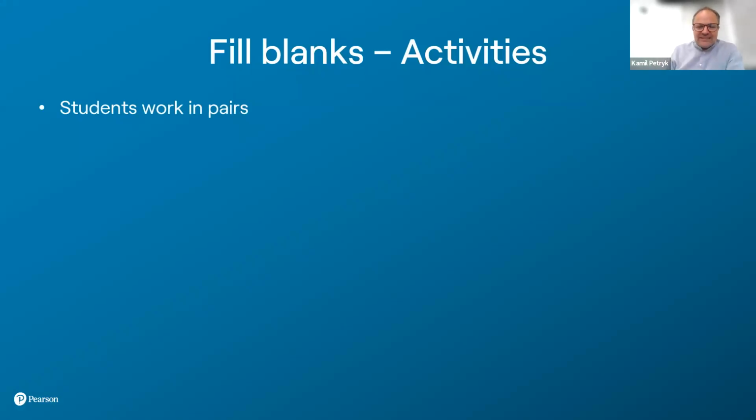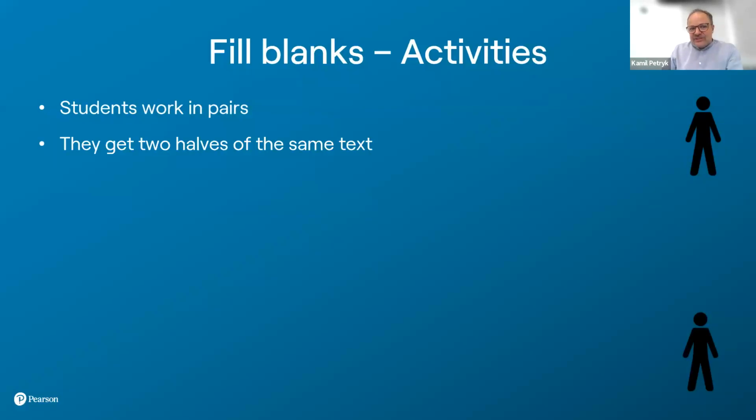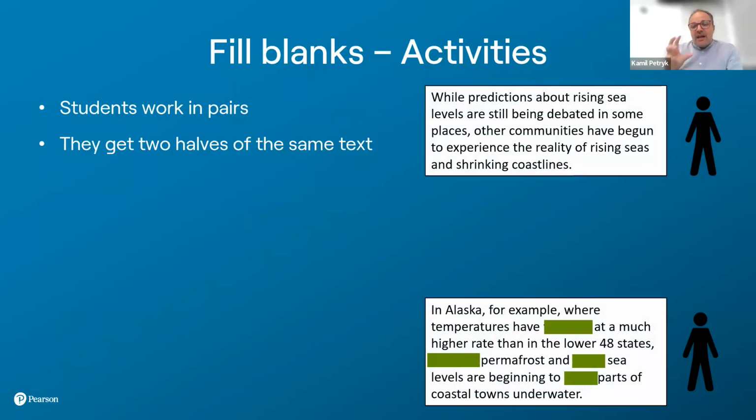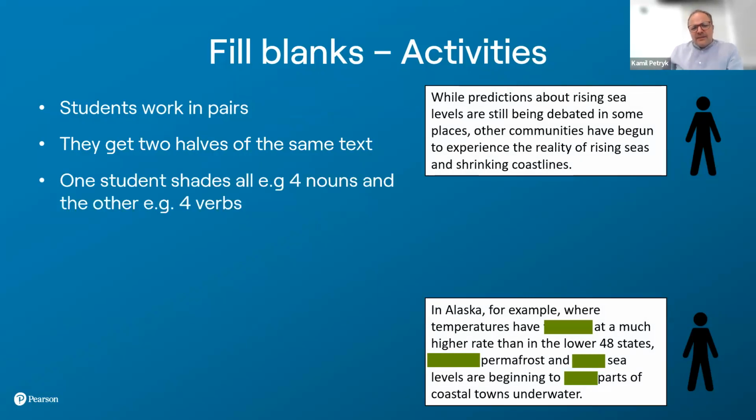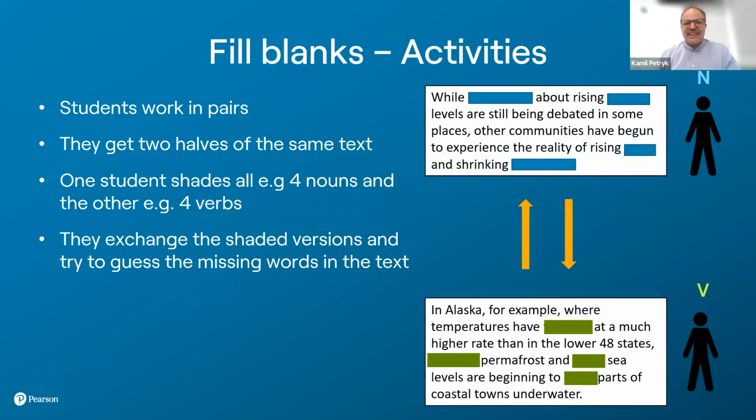for embracing challenge number one, embracing this vocabulary and specific academic jargon. So the activity that I suggest for performing in class: students work in pairs, and they get two halves of the same text. So each student gets half of a text. And then one student shades, for example, some nouns. You tell them, for example, shade 3 nouns in your part of the text, and the other shades 4 verbs, for example. After that, they exchange the shaded versions and try to guess the missing words in the text.